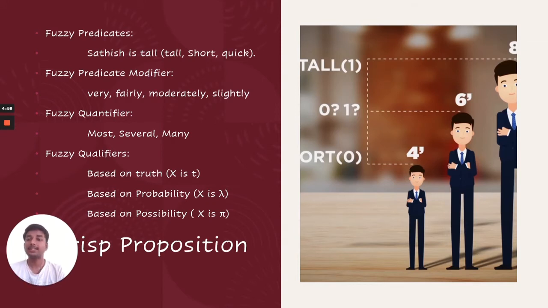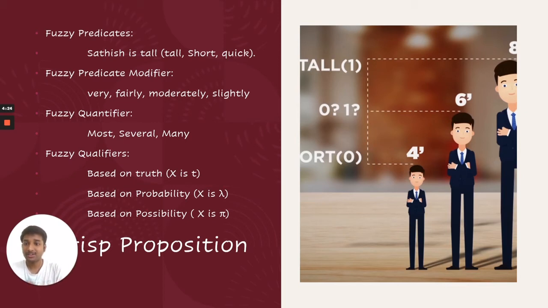Now let's see fuzzy predicates. Satish is tall. I have explained it through the examples. Here tall, short, quick are fuzzy predicates, which give ambiguous meaning, right? It is not particularly saying that Satish is 5 inch or 5 feet.